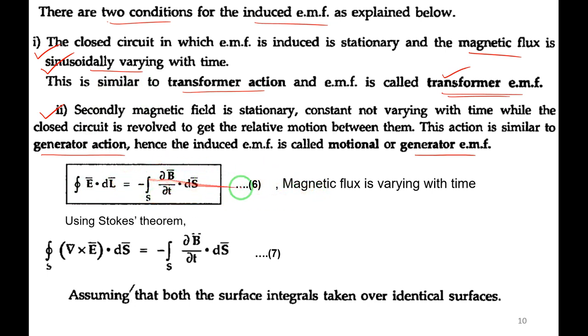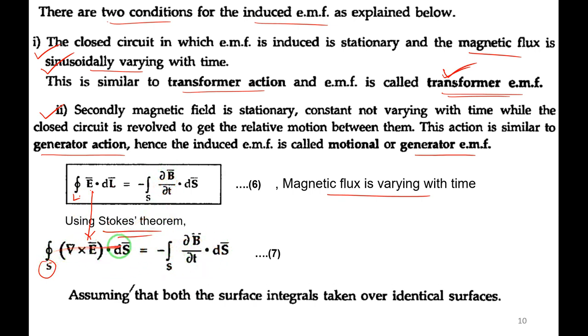Why are we writing this equation? Because magnetic flux is varying with time. You can see the transformer EMF here. Let us use the Stokes theorem. This is a line integral, and Stokes theorem relates a line integral to a surface integral. On the LHS, you can observe the closed line integral of E dot dl. Using Stokes theorem, I can write this as surface integral of del cross E into ds, from here to here. The RHS is kept as it is.